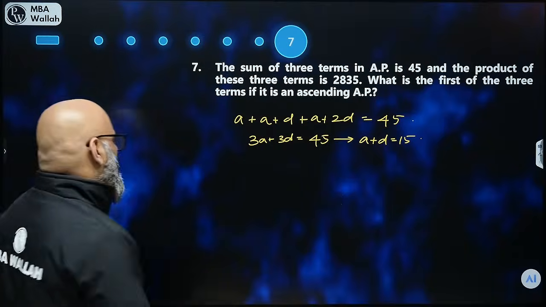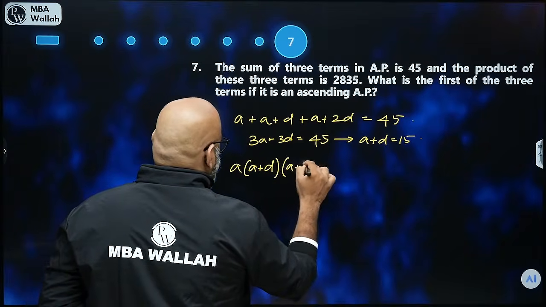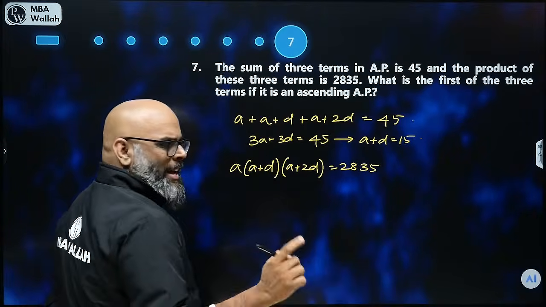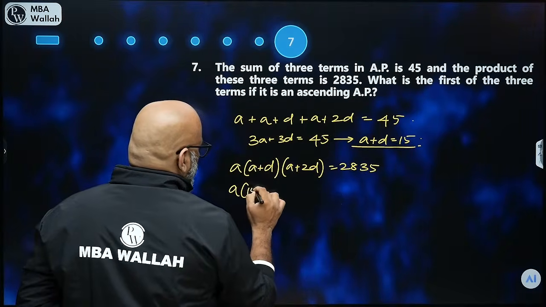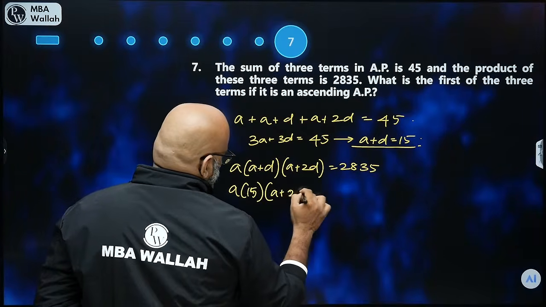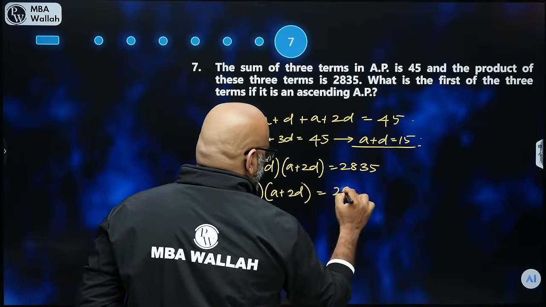And then we also happen to have A into (A plus D) into (A plus 2D) is equal to 2835. I can take the value of A plus D here. So what will you get? A into 15 into (A plus 2D) is equal to 2835.